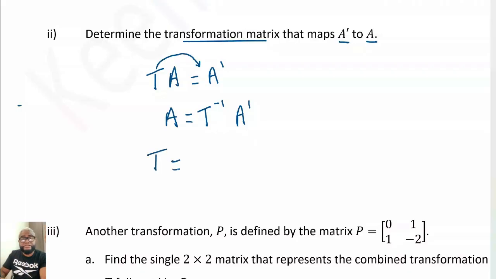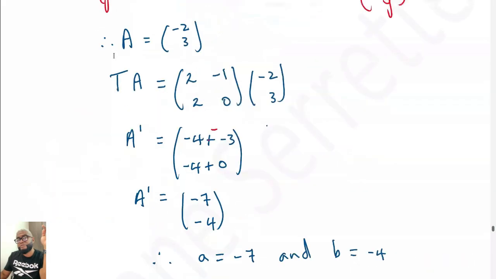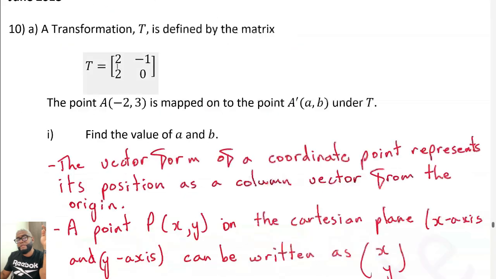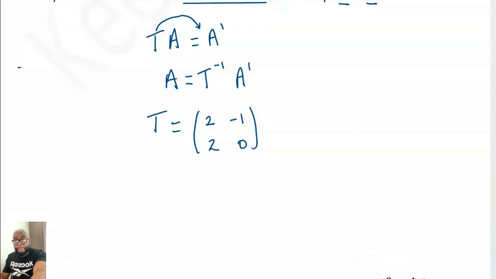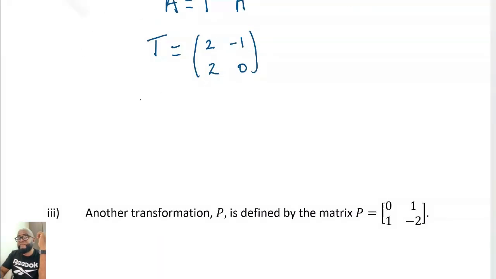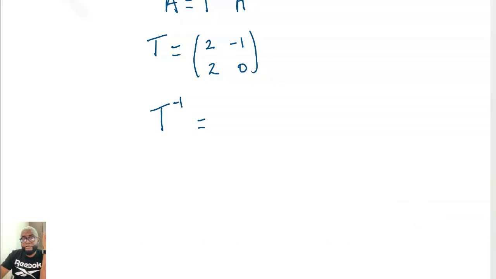What was the original T? T was equal to what? Anybody wrote it down? Look at it. 2, negative 1, 2, and 0. Right? So we need to find the inverse of T. So I want you all to work that. Find the inverse of T.